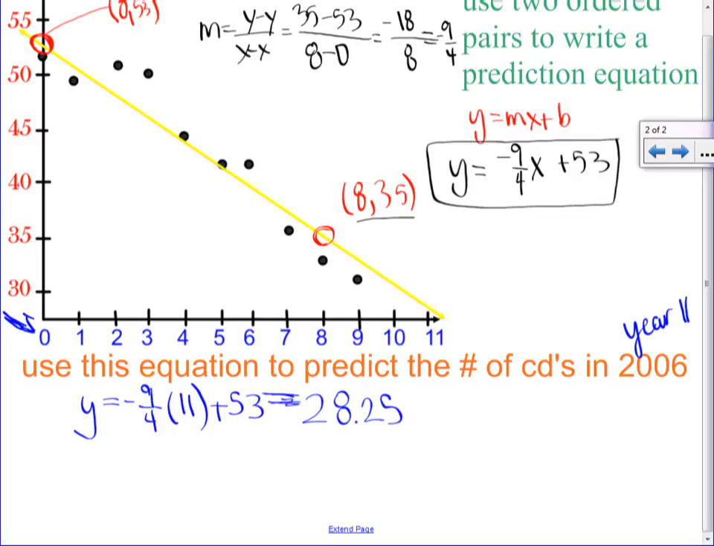So again, let's review a little bit. We make the scatter plot, draw your line, pick 2 points on that line. Do not feel like you have to pick an actual data point, because if it's not on the line, don't pick it. Okay, so pick 2 points far away from each other, create your equation, and then use that equation to answer whatever question they have. Okay?